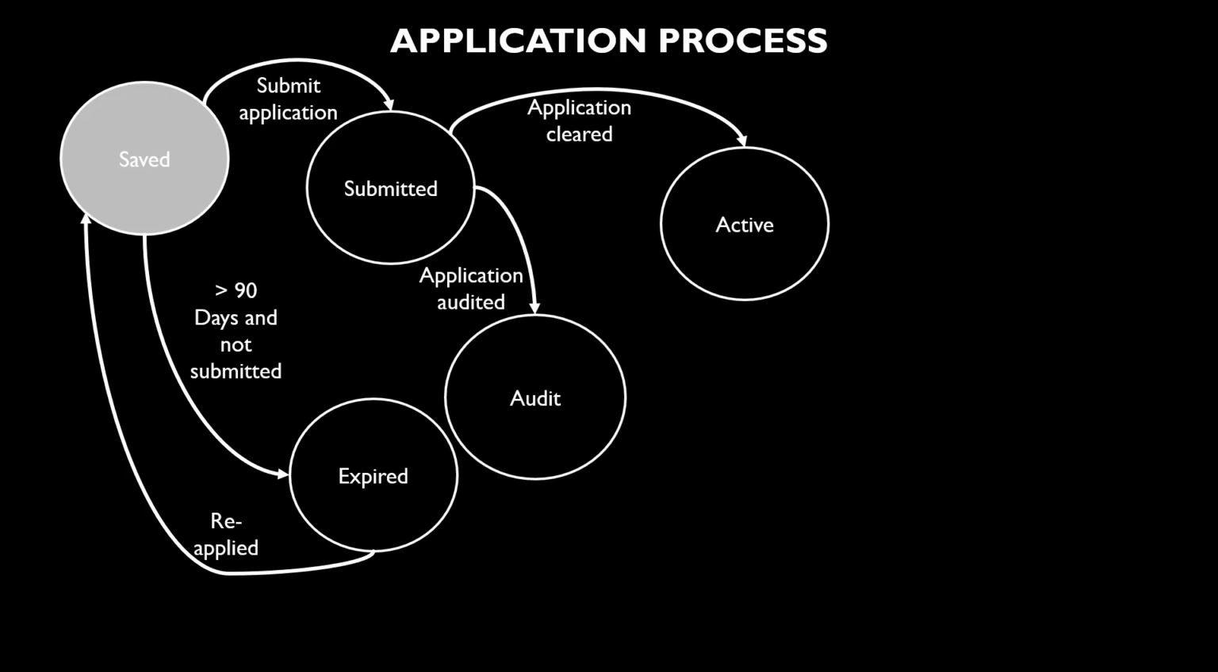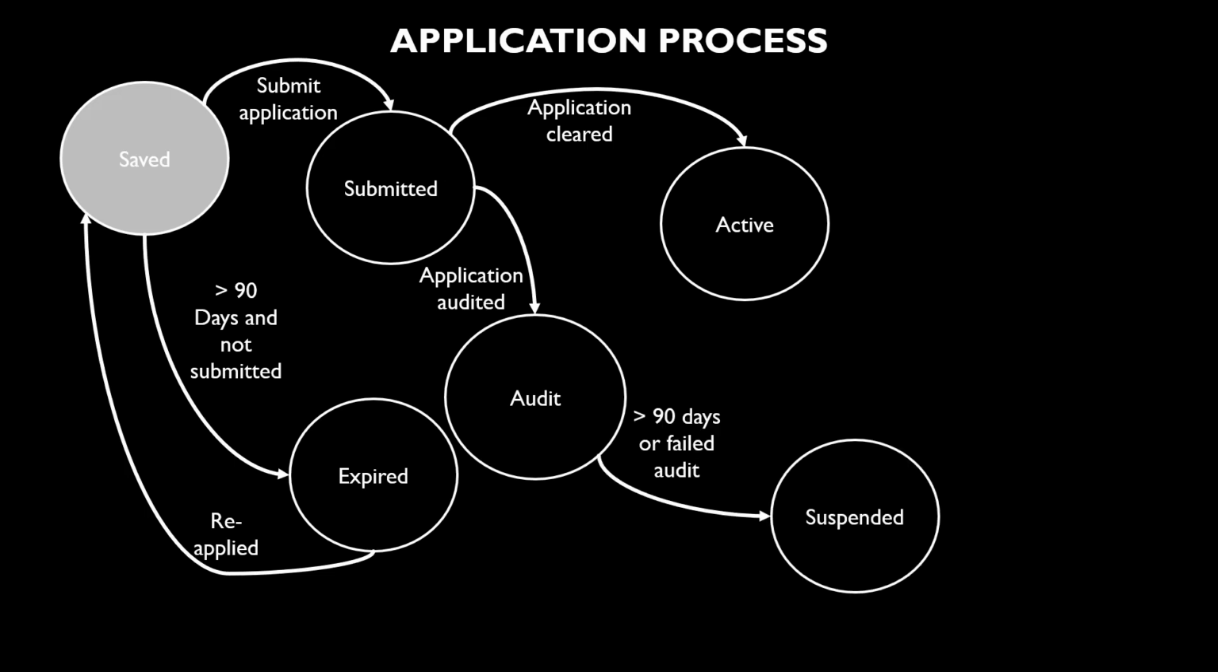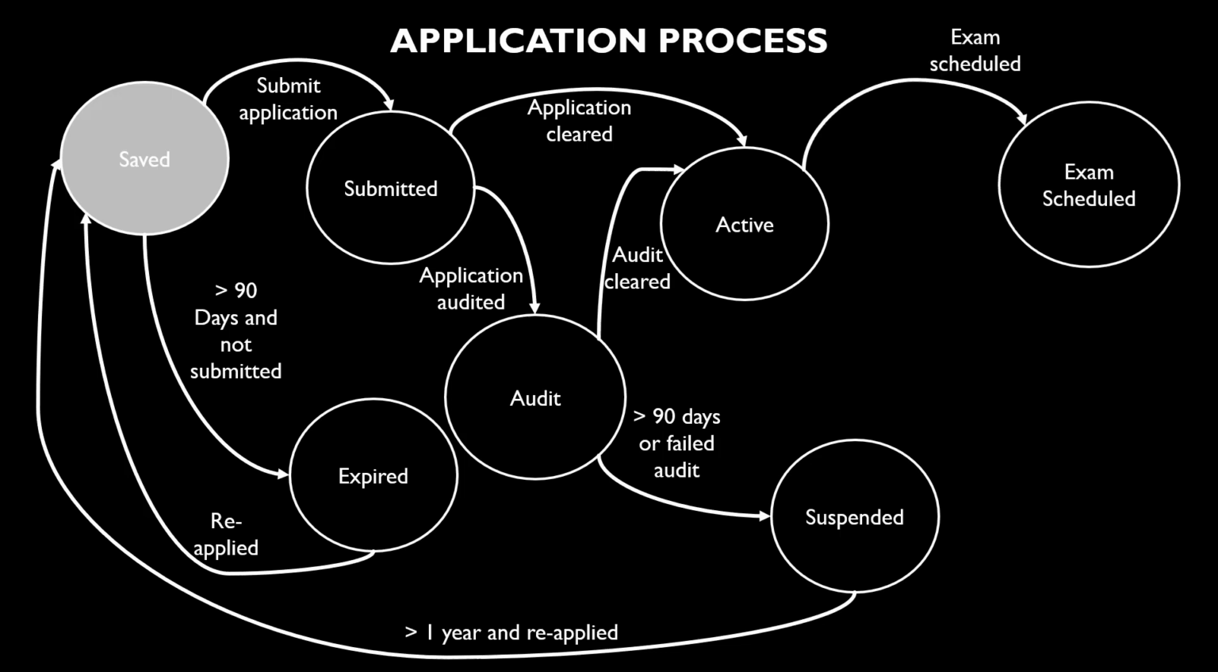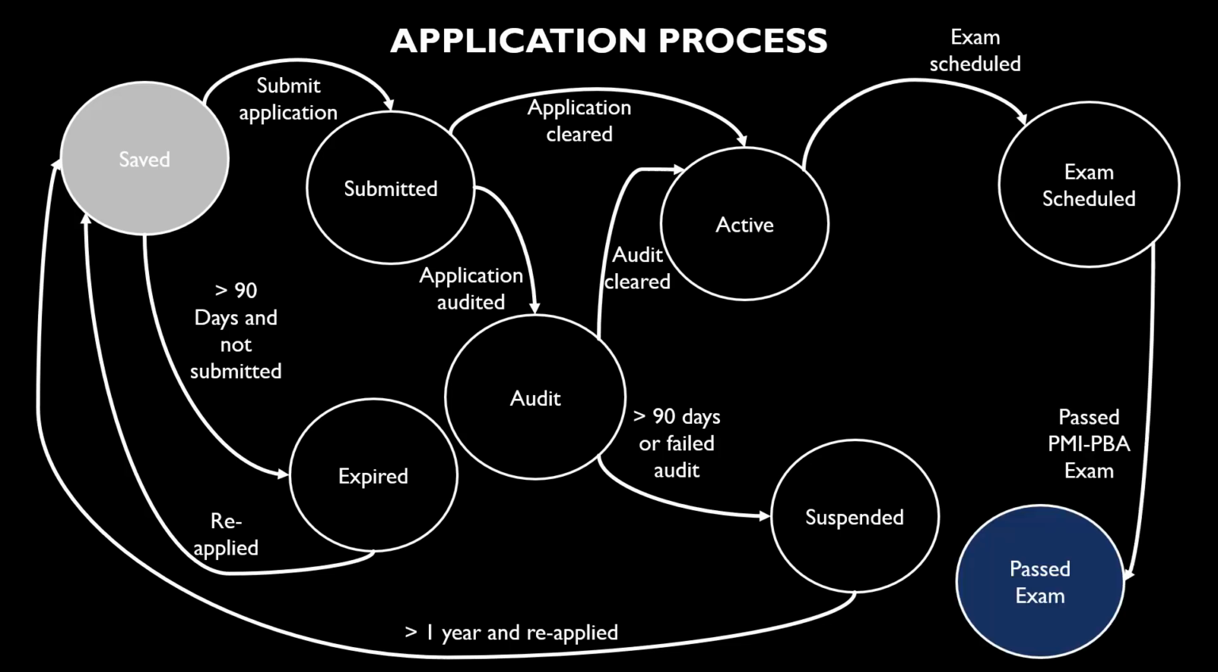You will have 90 days to complete the audit. If you fail to respond to the audit within 90 days, or you fail the audit, in that the information provided is insufficient or a reference doesn't check out, your application will be suspended and you will need to wait a year before you can reapply. Once you clear the audit, your application will be in the active state. Then you are provided with 1 year to schedule and clear the exam.